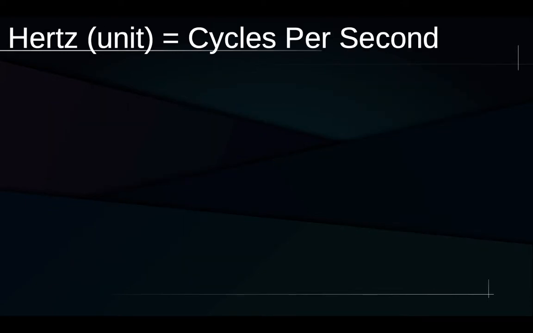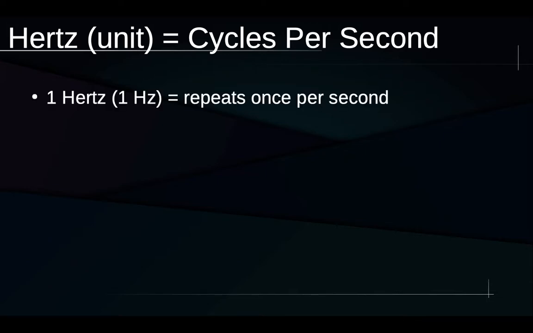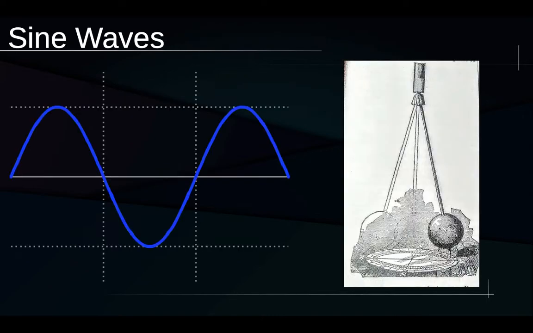We have a unit of measurement for describing how rapidly that shape repeats itself. It's the unit hertz, which means cycles per second. But we will most often just say hertz. For example, if we say that something is at 1 hertz, what we mean is that it repeats once per second. So if we go back to this sine wave, if it takes 1 second to get from the beginning to this point here, we could say that this is a 1 hertz sine wave.